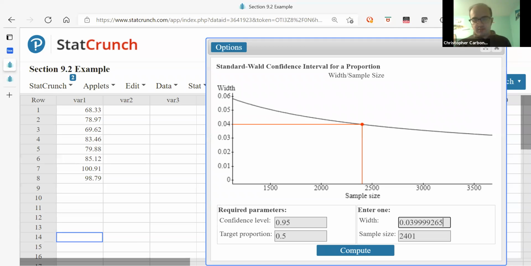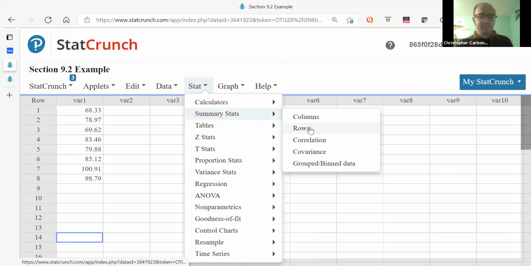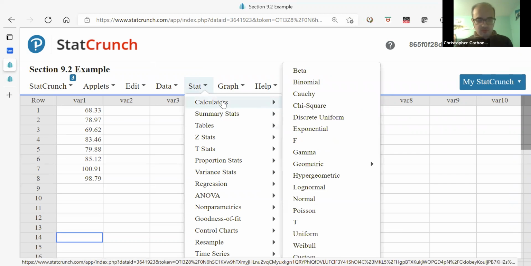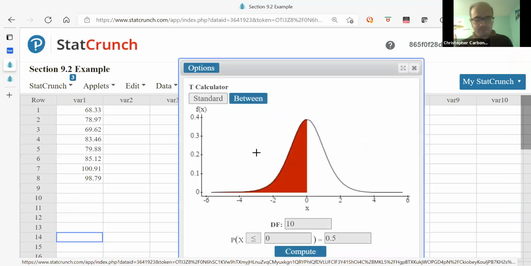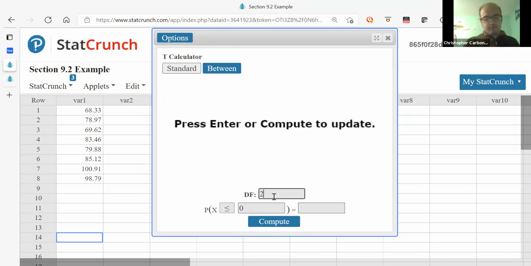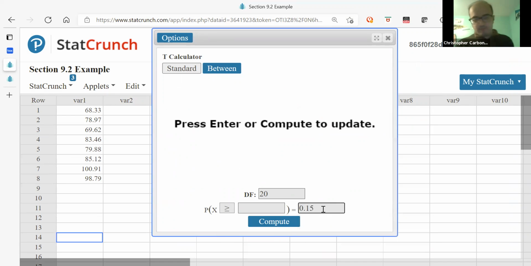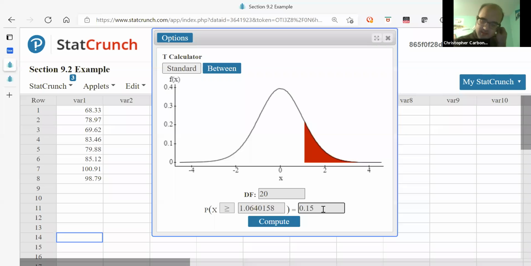So for this, we're going to go to Stat, Calculators, and then t. So for this, we are using a degree of freedom of 20. We want the area above to be 0.15. And doing so gives us this t value of 1.064.